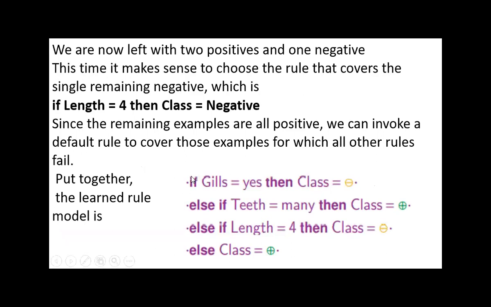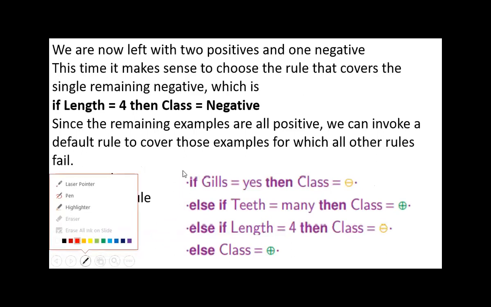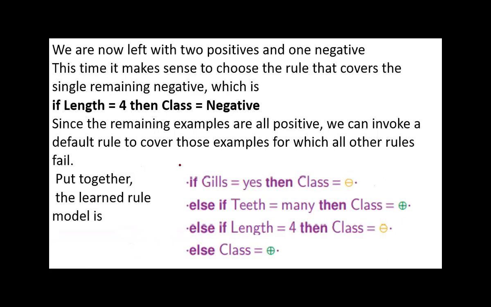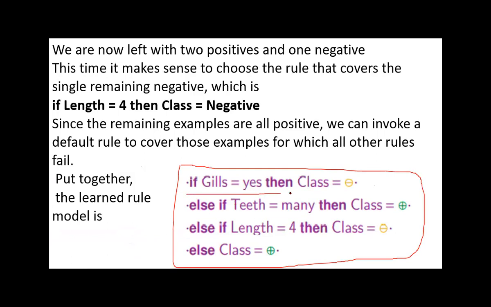Right, we have already developed a rule. This is a rule. Why do I say this is one rule? Because if gills is equal to yes, then class is equal to negative. Else if teeth is equal to many, then class is equal to positive. Else if length is equal to 4, then class is equal to negative. Else class is equal to positive.